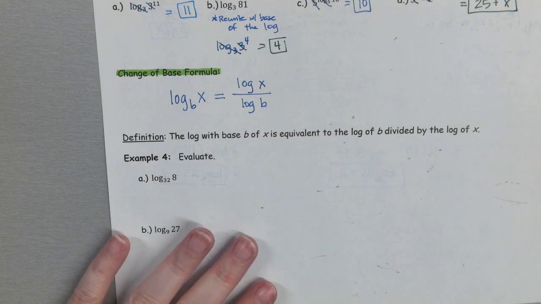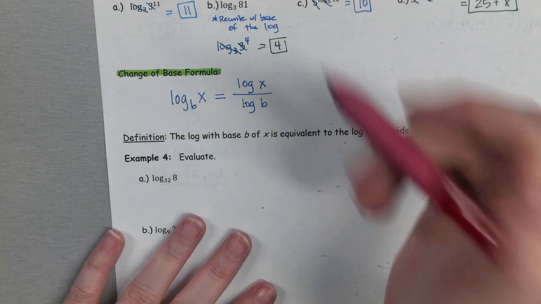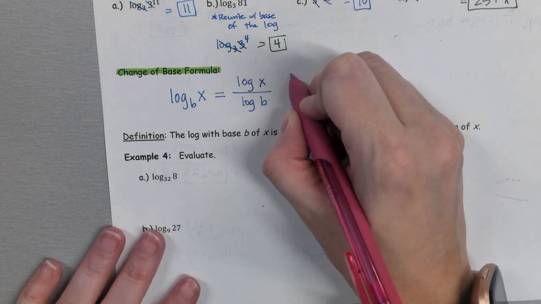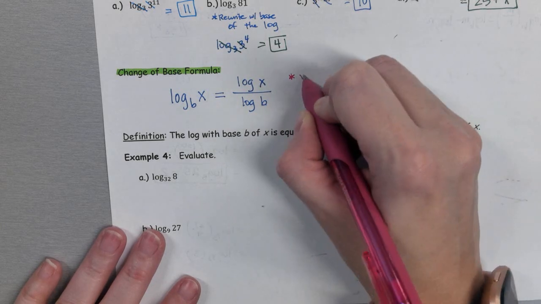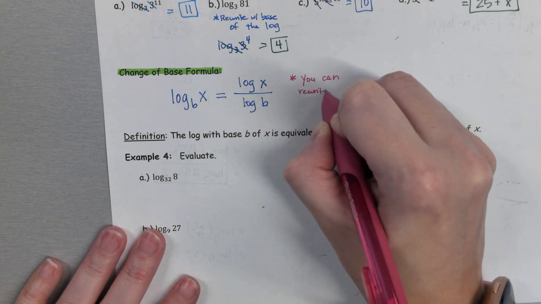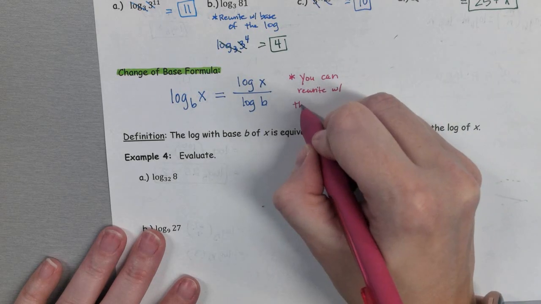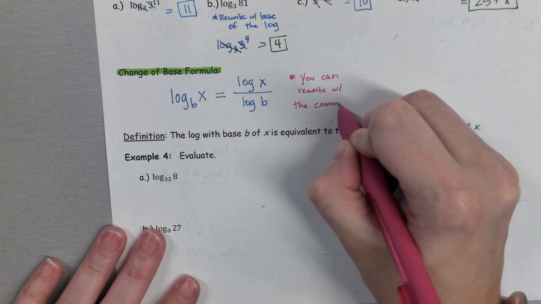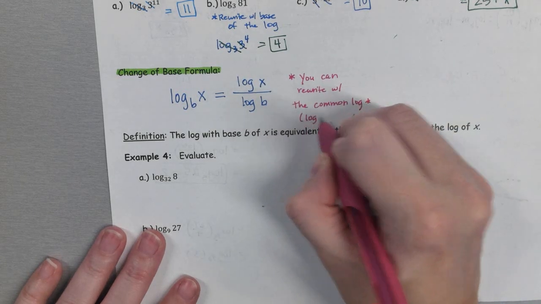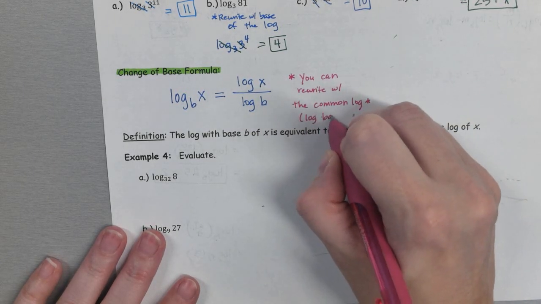Okay, so you can use the common log, and we'll practice this, so you can grab your calculator. You're going to do this with the calculator and without it. Okay, so you can rewrite with the common log. So remember, when I say common log, I mean what? Yeah, log what? Yep, log base 10.